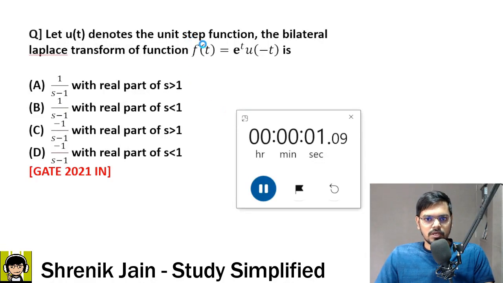Let u(t) denote the unit step function. The bilateral Laplace transform of the function f(t) = e^t u(-t) is: a, b, c or d.